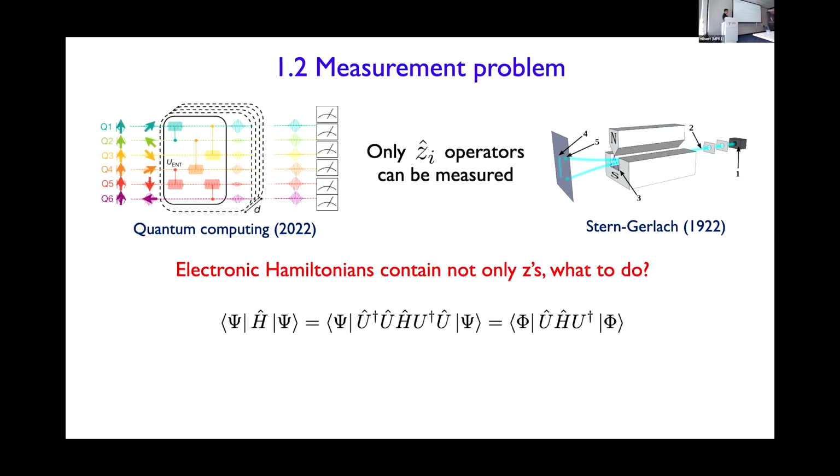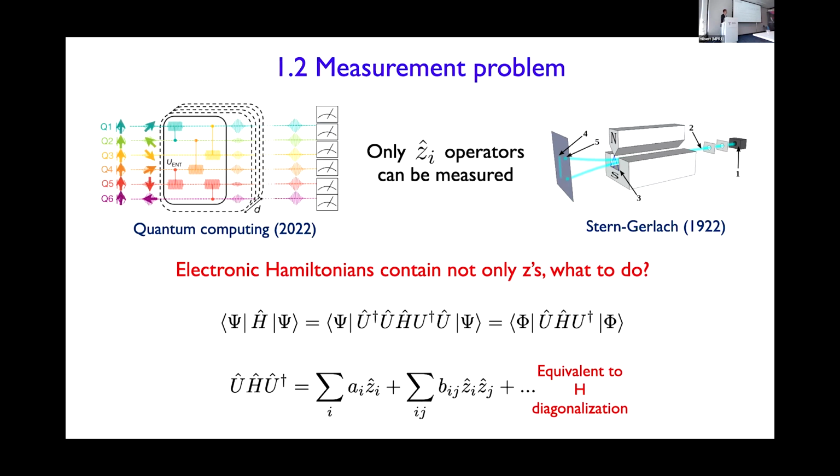Luckily for us, there is a way to address this by putting in a resolution of identity using unitaries. What this resolution of identity does is that it doesn't change the expectation value that we're interested in, but it can change the Hamiltonian. It can also change the wave function. The way it changes the Hamiltonian is so that we can rotate it, and the Hamiltonian now contains only the Z operators, right? Now, that's great. The only problem is that it's equivalent to essentially diagonalizing the Hamiltonian. And if we could do that, we would not need the VQE in the first place, okay?